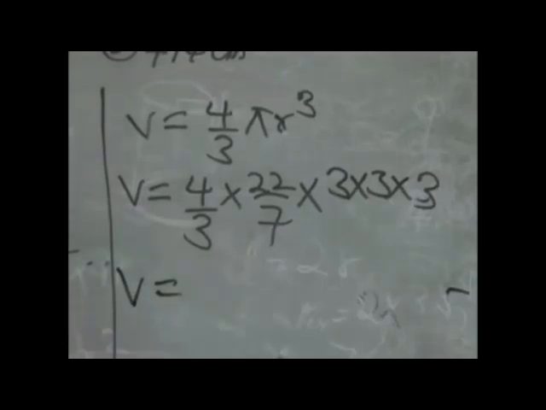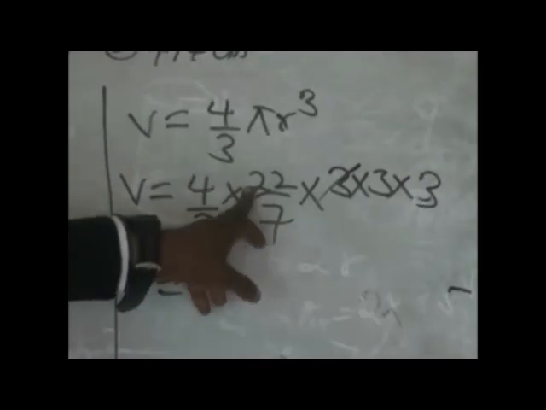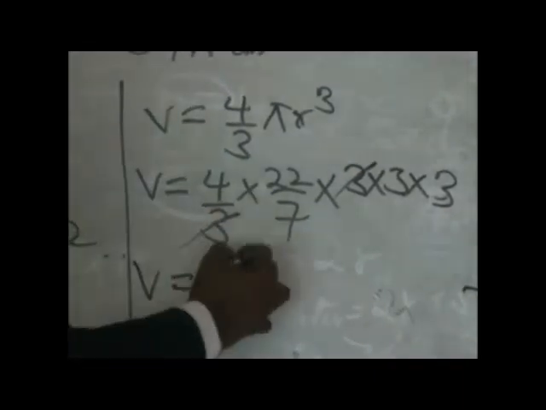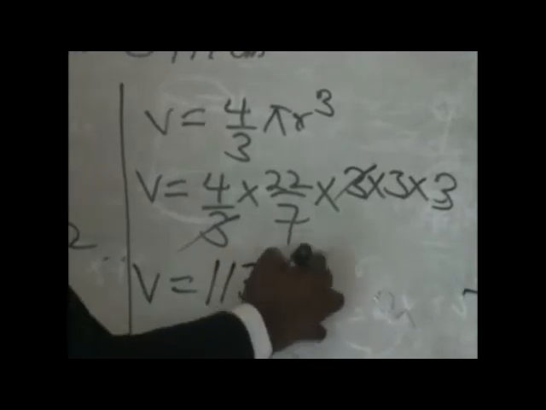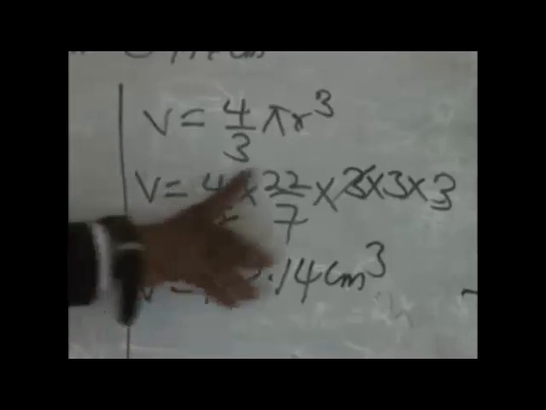So are you getting it now? So you can cancel out some numbers there. 3 can cancel 3. Are you following now? So 4 times 22 times 3 times 3, all divided by 7 will give you 113.14 cubic centimeters. When you press your calculator, 4 times 22 times 3 times 3 divided by 7, you get 113.14 cubic centimeters.